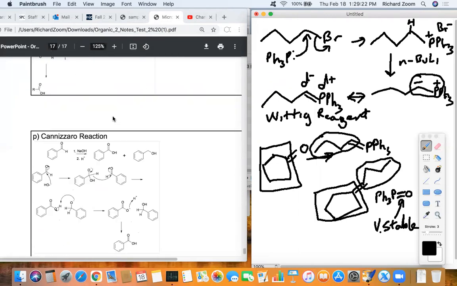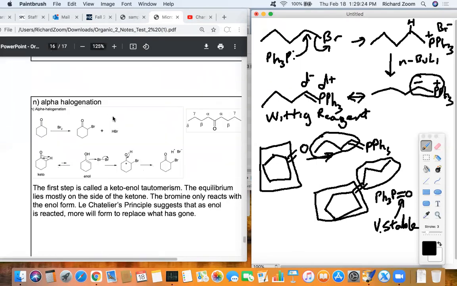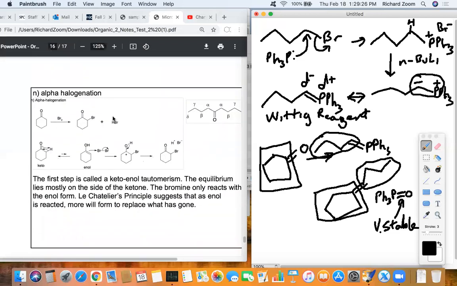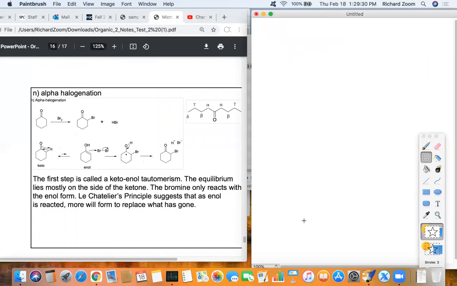So as you can see, there's only a couple of these reactions left. The next one is called alpha halogenation. And you can see that the end product here has a halogen on the alpha position, that is the position next to C double bond O. So let's see how this works.